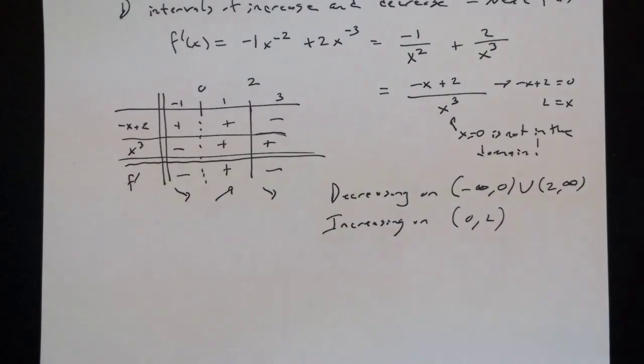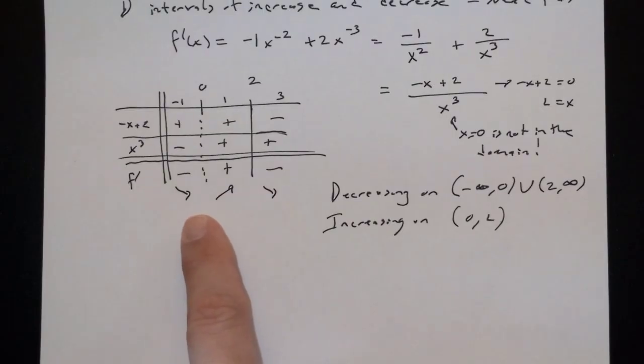Part C, maximum and minimum values. Do I have a maximum or a minimum or both? I've got a maximum because the point 2 is an available point for me to plug in. I'm going up and coming down. That means I must be at the top somewhere. I don't have a minimum. I'm going down and I'm coming up, but there's a hole or a jump or an asymptote in the graph there. There is no point for me to use. That's why that dotted line is there.